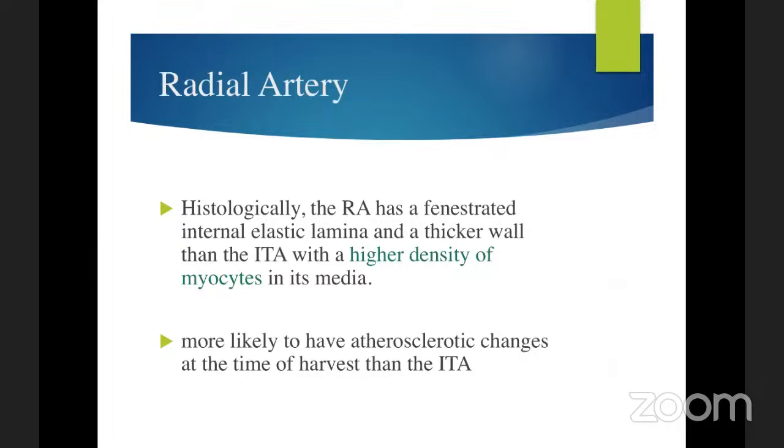We'll move to the third conduit, which is the radial artery. Histologically, the radial artery has a fenestrated internal elastic lamina and a thicker wall than the internal thoracic artery, with a higher density of myocytes in its media. It's more likely to have atherosclerotic changes at the time of harvesting than the internal thoracic artery.